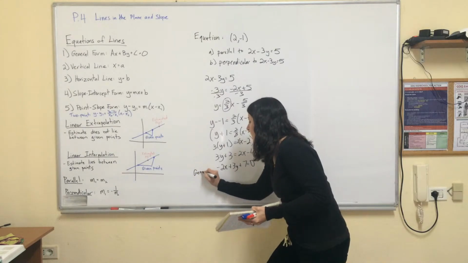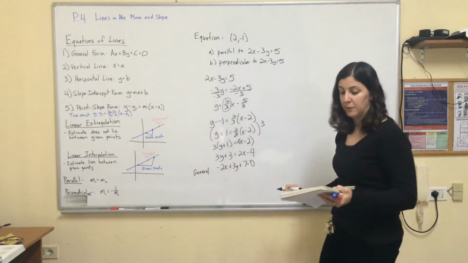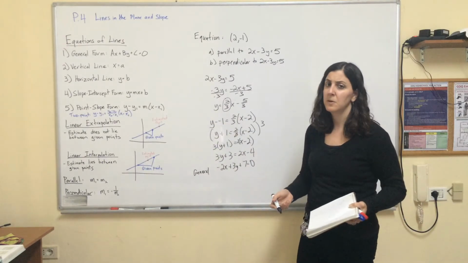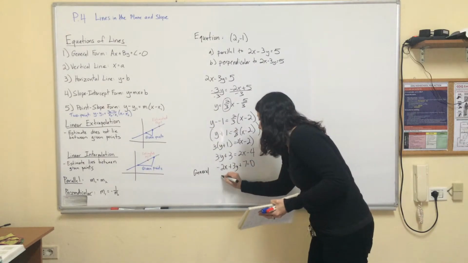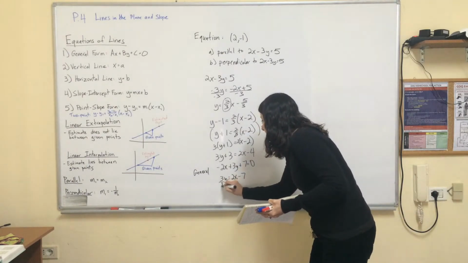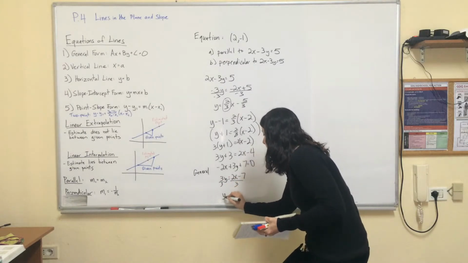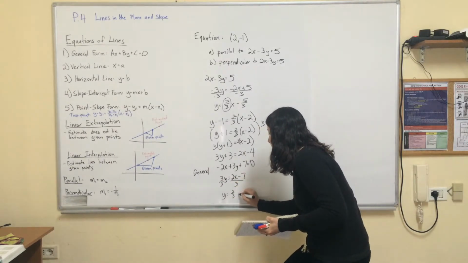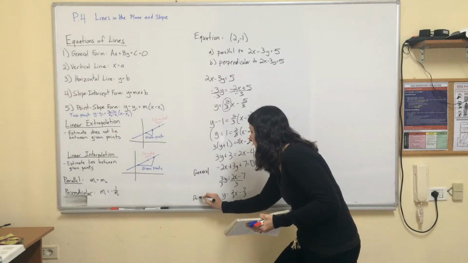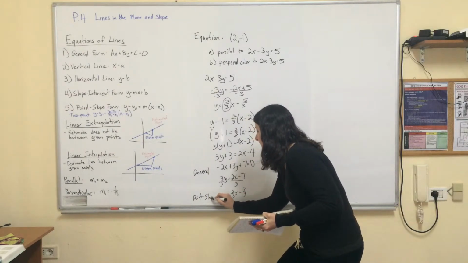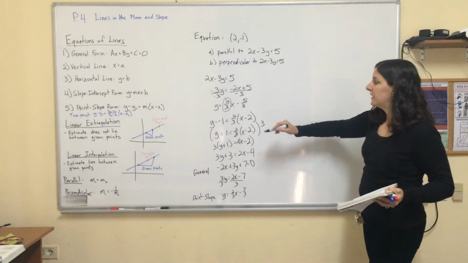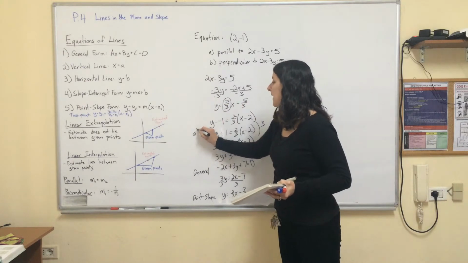I'll put it on this side: general form. And then if we wanted to put it in slope-intercept form, which is going to be helpful for us to graph, we again want y by itself. So we have 3y equals 2x minus 7, divide by 3, divide by 3, y equals 2/3 x minus 7/3. So this is going to be point-slope. Sorry, that's a little bit messy to see. And that's the line that's parallel. So this is going to be A.